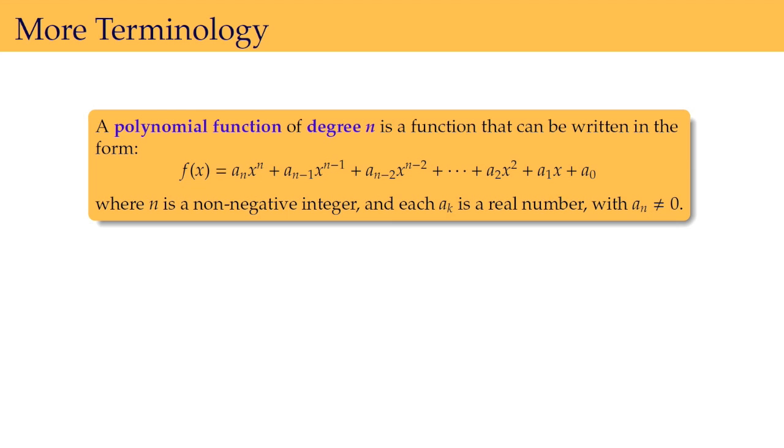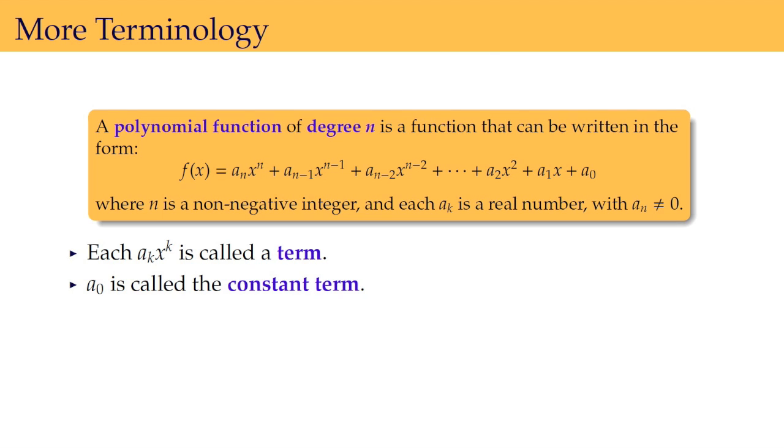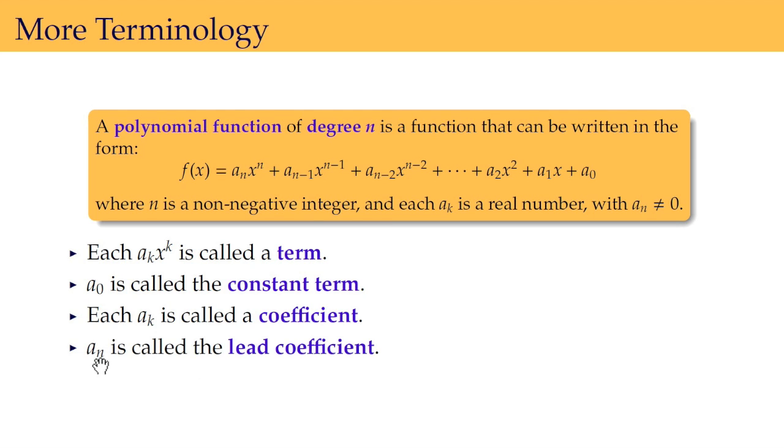And we have a few more vocabulary words I want to introduce. I've put up our definition again so that we can refer to it. Each a sub k x to the k, each one of these things that is connected by addition is called a term. So you'll have a bunch of terms inside a polynomial. A sub 0, a naught here, is called the constant term. Each a sub k, each number that is in front of the x to the whatever, that's called a coefficient. And a sub n is the lead coefficient. And it's just the coefficient of the term whose exponent is the degree of the polynomial, that highest exponent.